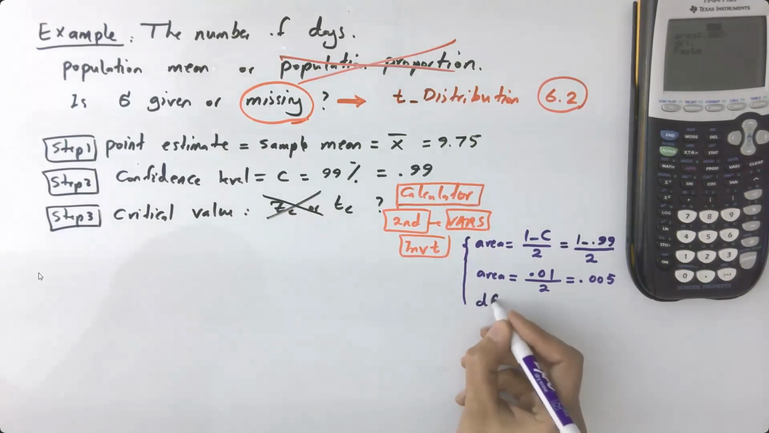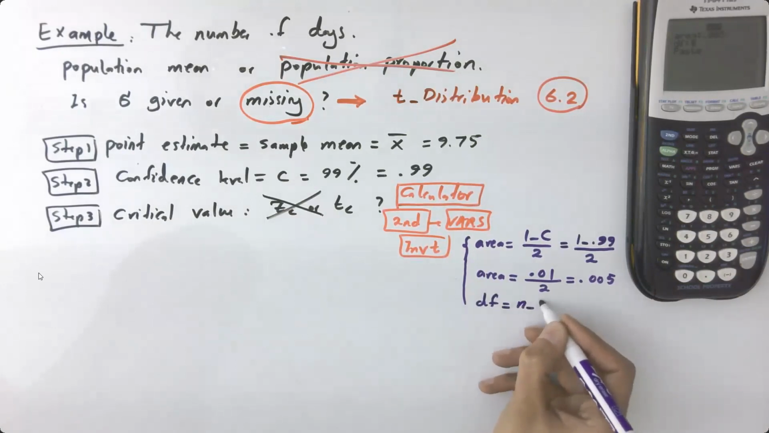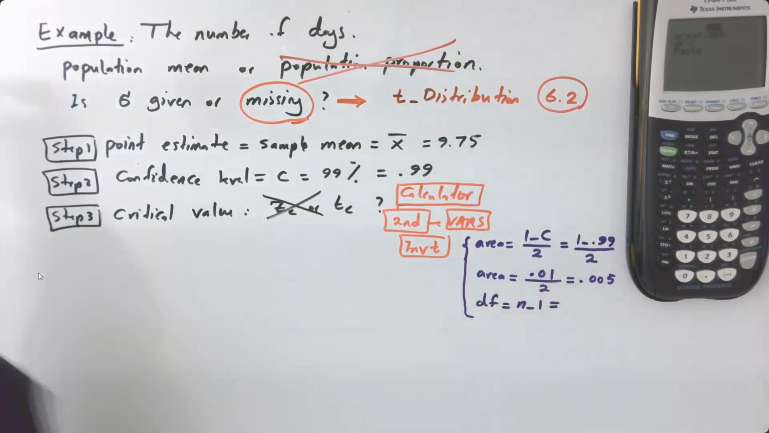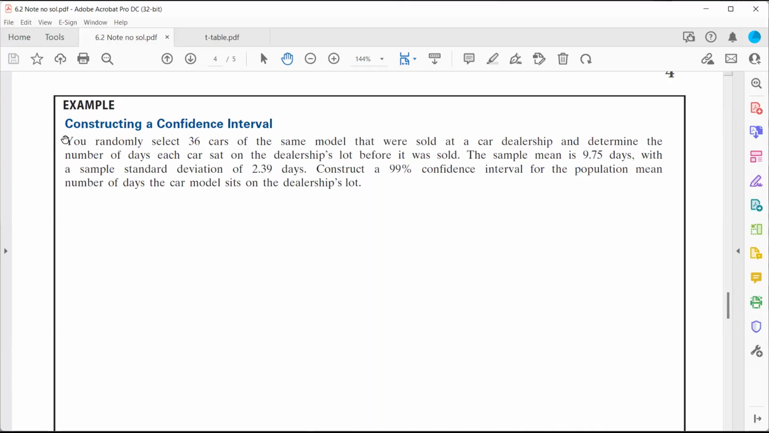What about the degrees of freedom? The degrees of freedom is n minus 1. But what is n? What is my sample size? Let's take a look at the question. I do remember. What is the sample size? It says you randomly select 36 cars. 36 is n for the sample size. Very good.